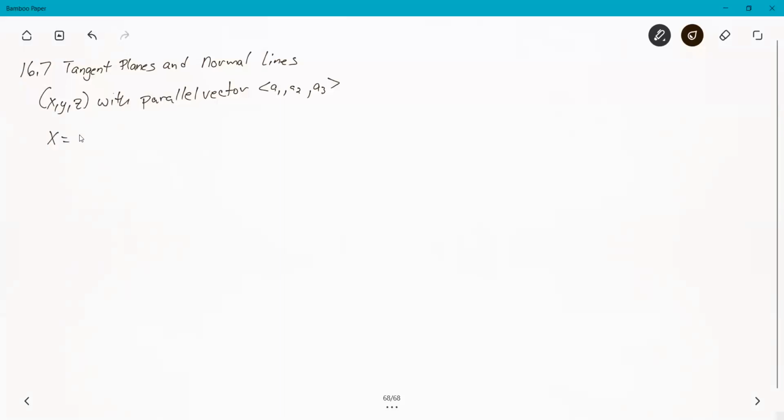x is going to equal x sub 1 plus a sub 1 t, and again, this is a vector. y is going to equal y sub 1 plus a sub 2 t. And then z is going to be z sub 1 plus a sub 3 t. Here, our a sub 1, a sub 2, a sub 3 is normal to the plane.